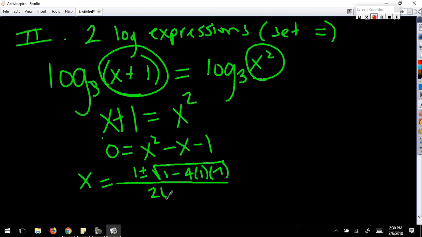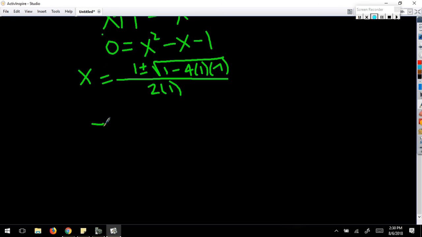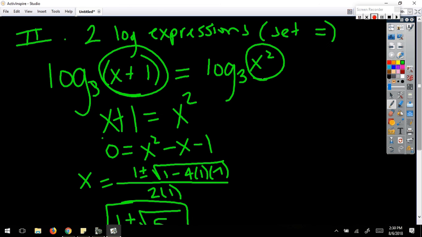I won't spend a lot of time going through simplifying this. I'll just kind of work quickly through here just so you get the idea. 1 minus 4 times 1 times negative 1 is negative 4, so that would give me a 5 under the radical divided by 2. Nothing really simplifies here, so this is my solution. So two log expressions that are set equal to each other, not such a bad deal either.